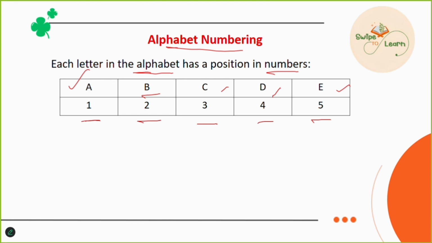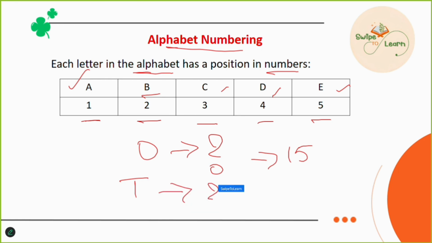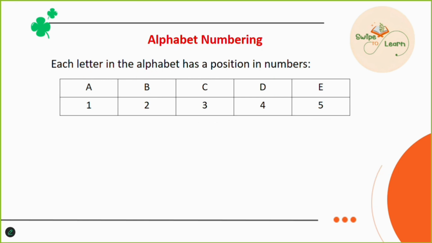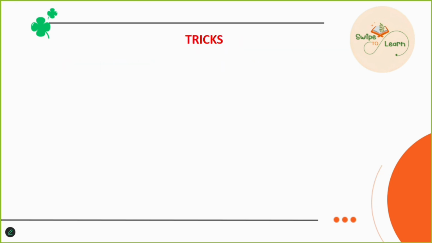Similarly, if I ask you the alphabetic number of O, can you tell me? Yes, the number is 15. And can you tell me the alphabet number for T? Yes, it's 20. So how can we remember these numbers easily? I'm here to share a quick trick to remember all the alphabetic numbers.